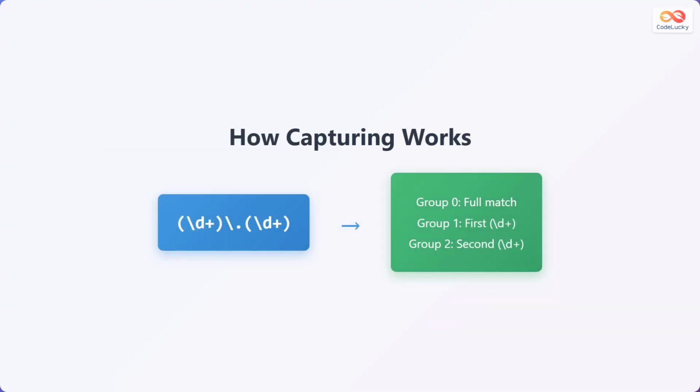Here's a visual representation of how capturing works. On the left, we have the pattern: (\d+)\.(\d+). This pattern is designed to capture numbers separated by a period. The arrow shows how the capturing groups extract specific portions of the matched text. On the right, we have the capturing groups. Group 0 is the full match. Group 1 is the first \d+. Group 2 is the second \d+.